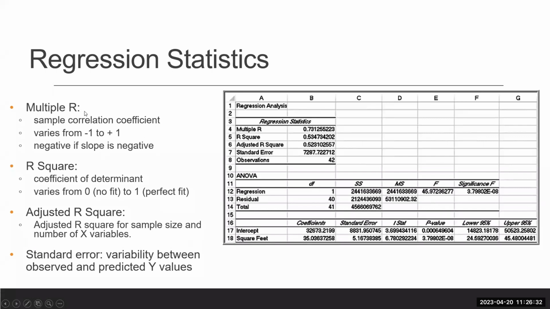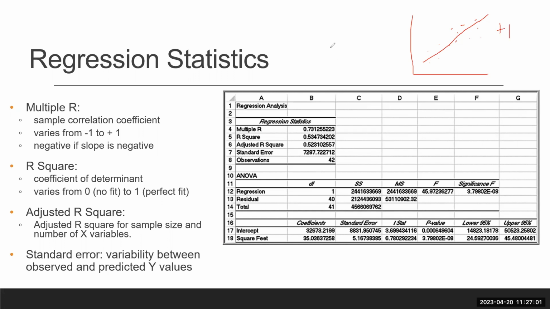Let's talk about multiple R. Multiple R is the sample correlation coefficient, so it's going to go from -1 to +1. When it's +1, you have a strong positive correlation. So it goes like this, and you've got your regression. This is going to be close to +1.